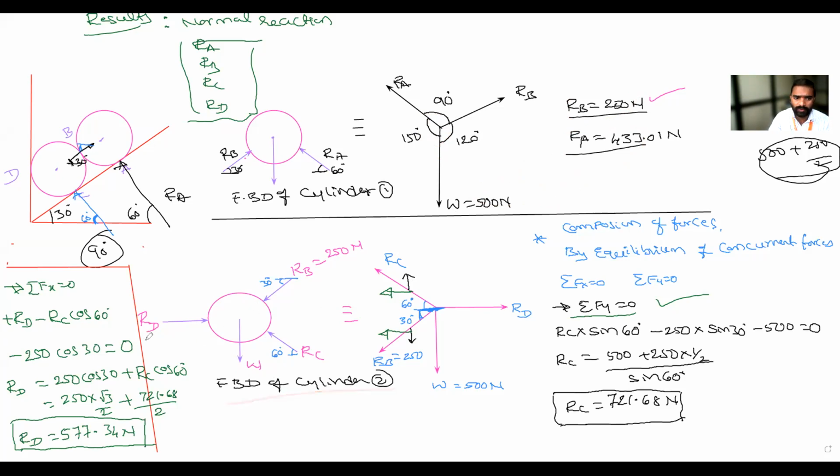So in this cylinder 2, how many forces are there? One is RB, one is RC, weight, and one is RD. There are four forces. So I will redraw like this. RD is going in this direction. Weight is acting downward. RB, RC. So how many forces are applied? There are four forces. Will you apply the Lami's theorem to this cylinder?